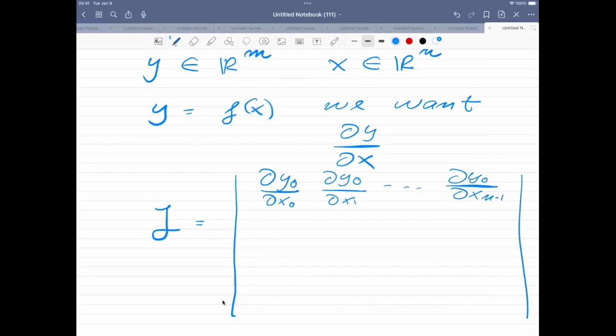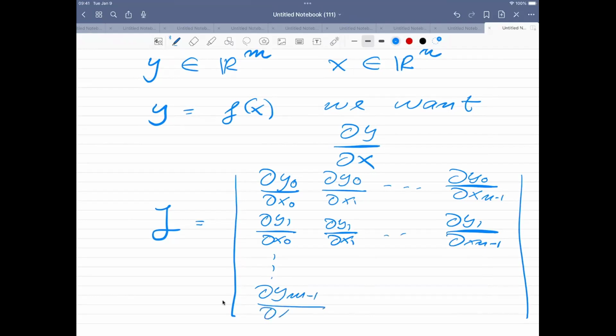And then we go down again. And then we have a dy1, dx0. We have a dy1, dx1. And this goes all the way to dy1 of dx n minus 1. And then we continue all the way down to the last dy, which we call m minus 1, with dx0. And finally, we have dy m minus 1 of dx n minus 1.